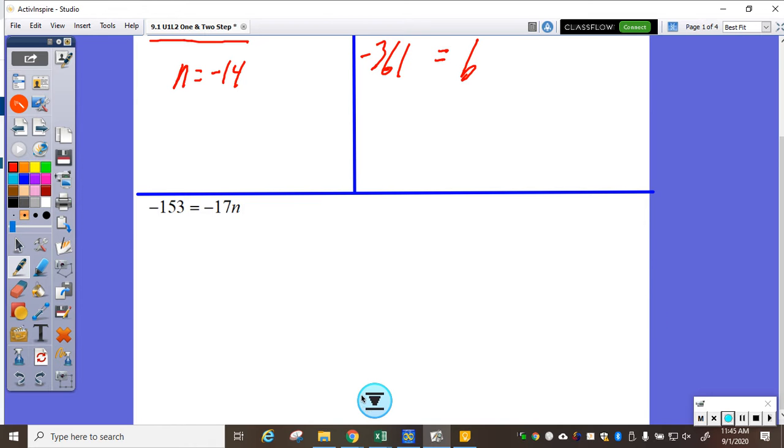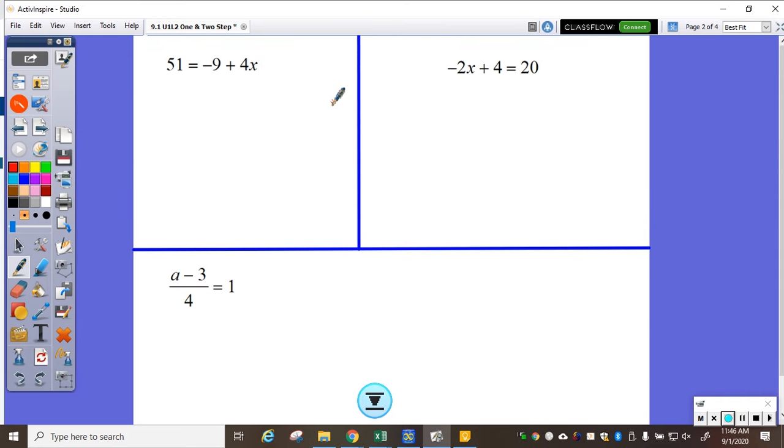So for this last one, what do I do to both sides? What's the operation that's being used here? Multiplication. What am I going to do? By what? Negative 17. So carry the sign with the number, okay? I'm going to divide both sides by negative 17. 3 divided by 17 gives me 9. Okay, remember that negative divided by negative is positive, so n equals 9.